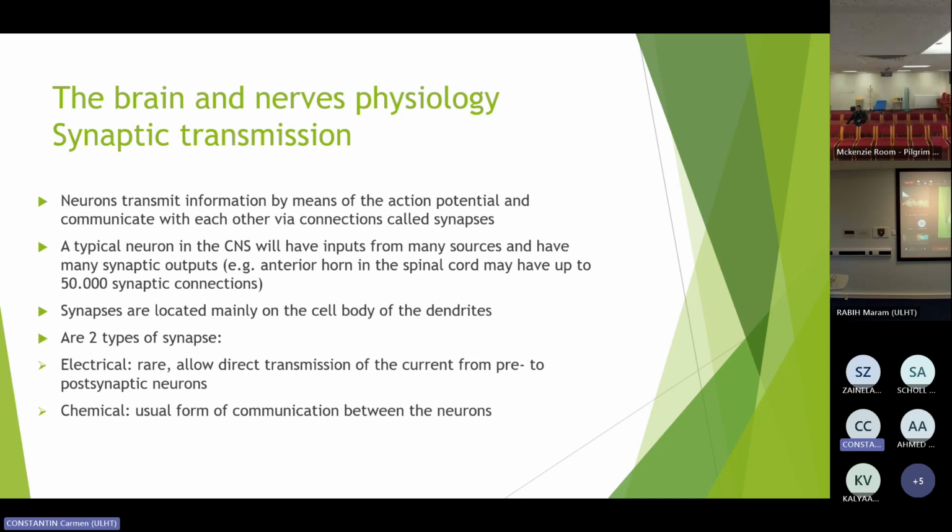Synaptic transmission: I just want to say that we have two types of synapses, the electrical and the chemical. Electrical synapses are rare and allow direct transmission of current from the presynaptic to the postsynaptic neuron. The chemical synapse is usually the form of communication between neurons.